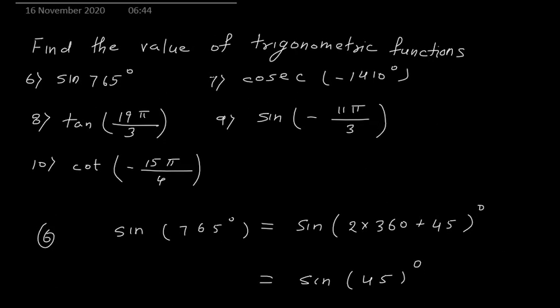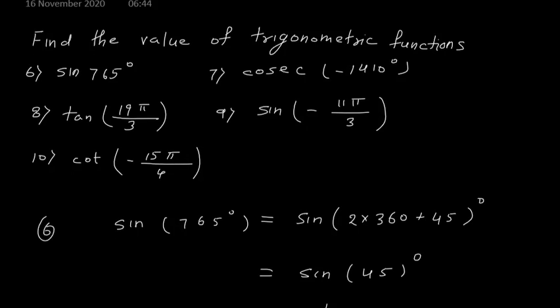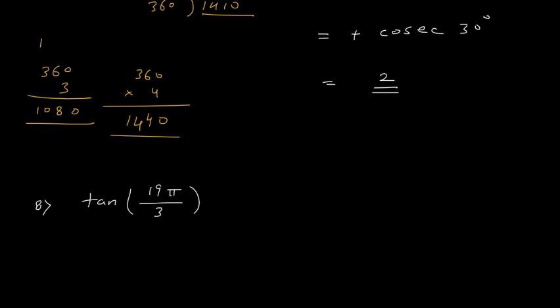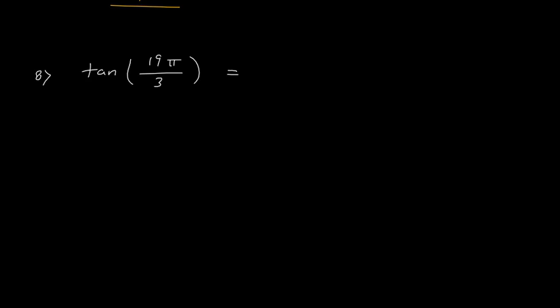Okay. Now 8th problem is tan 19 pi divided by 3. So here you can either convert this in terms of degree, means you replace pi by 180, or you can calculate this in terms of radian also. Now 3 times 6 is 18, right? So this you can write as tan of 6 pi, which is a multiple of 2 pi, 6 pi plus, 3 times 6 is 18 plus 1 is 19, and here it is pi by 3.